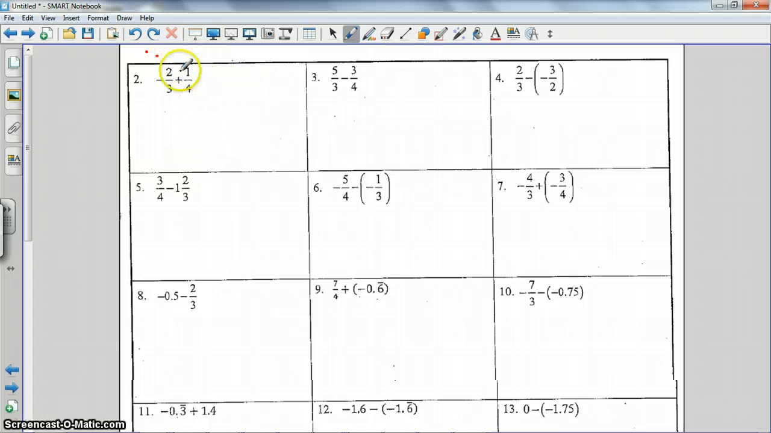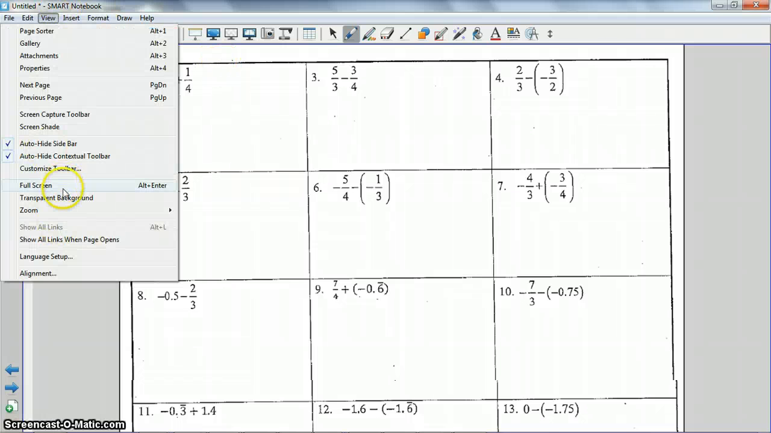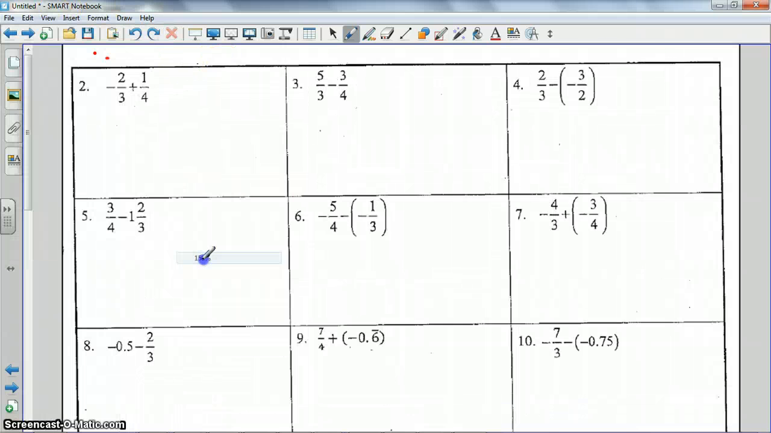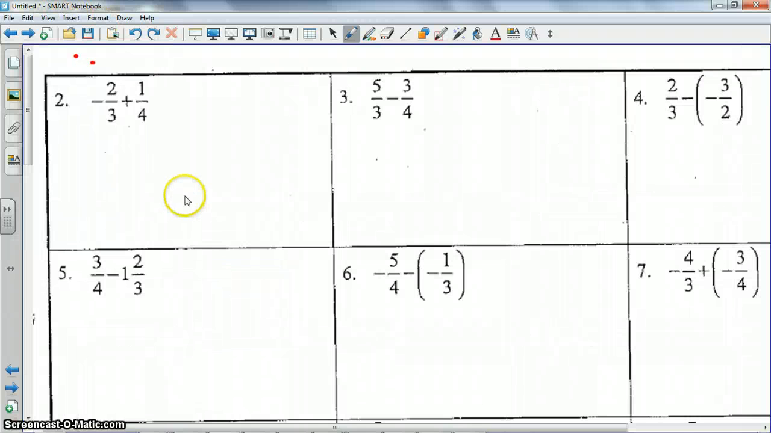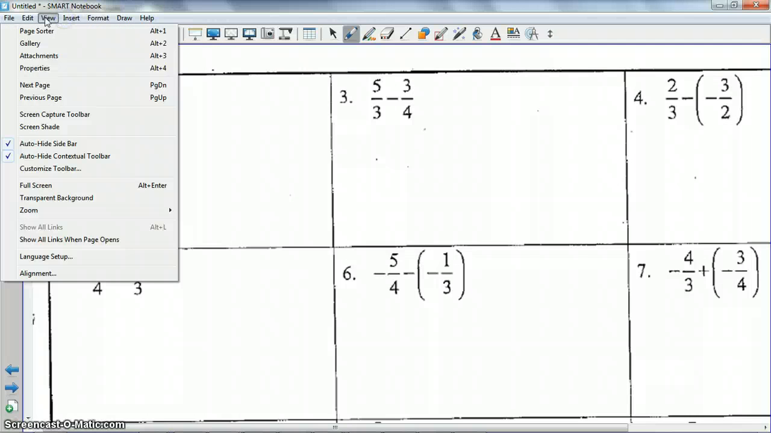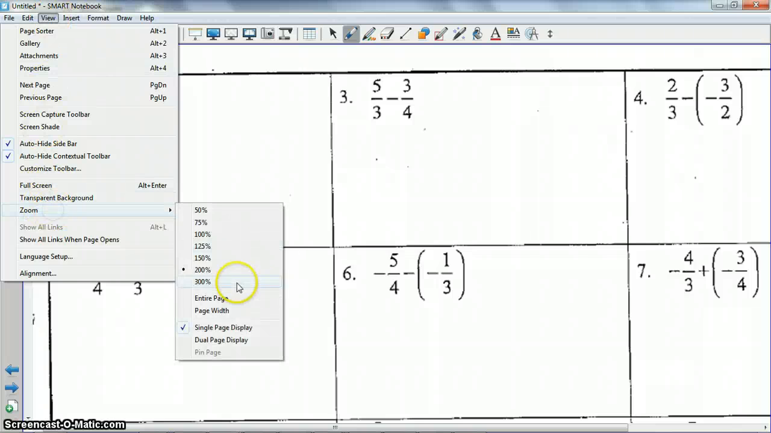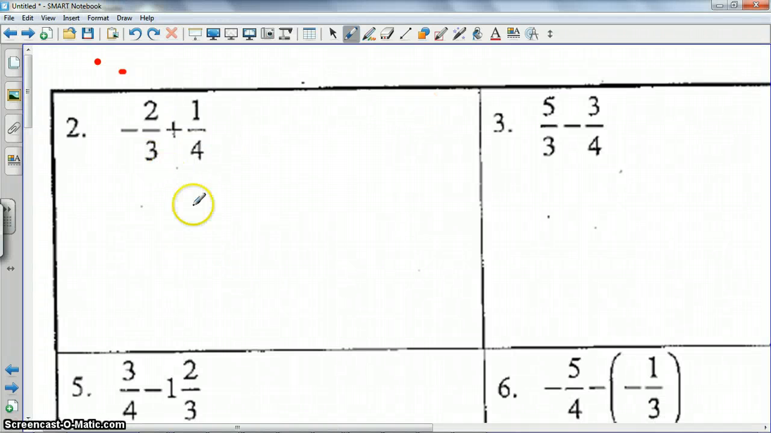So the first thing I notice here is it's addition. So I look at my signs, they're different. I know when the signs are different, I need to subtract. So I'm going to go ahead and write out a subtraction problem. Let me zoom in. That's a little better. All right. So we're going to write out 2/3 minus 1/4.